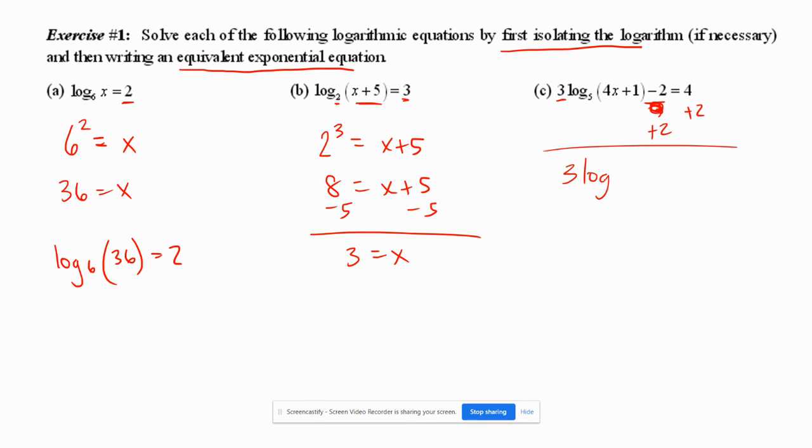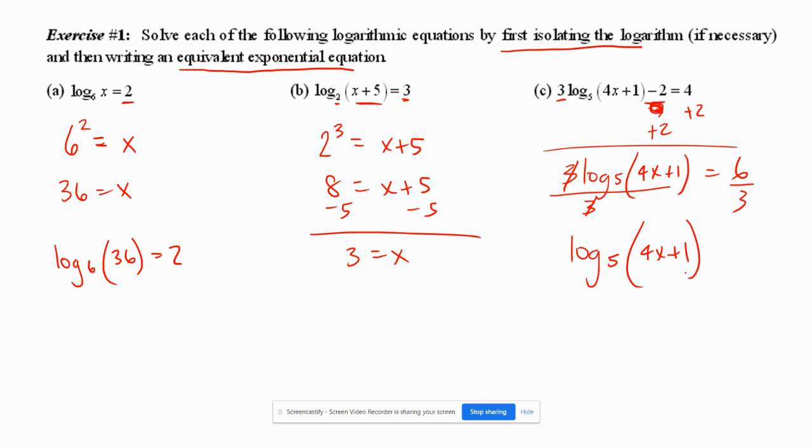Keep this as 3 log base 5 equals 6. Now take care. If we divide this by 3, it just affects that. Log base 5, 4x plus 1 equals 2. Now we convert to exponential form. This is the base, power, and output. So that's 25. Subtract 1 on both sides. Divide by 4. And we have x equals 6.